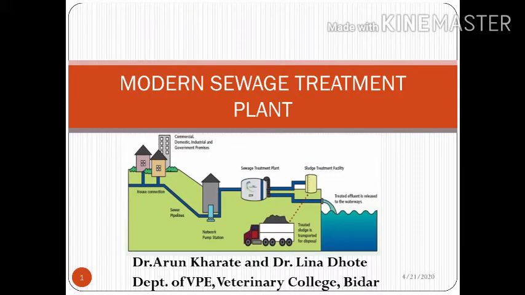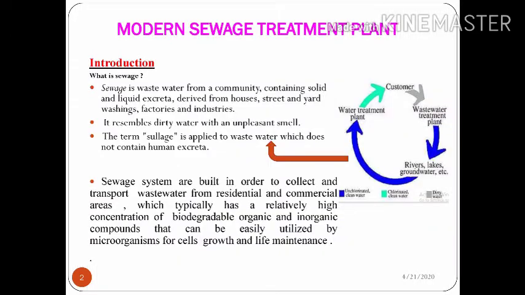Dear students, today I will discuss modern sewage treatment plants. Let me begin. Sewage. What is sewage? Sewage is wastewater from the community containing solid and liquid excreta derived from houses, street and yard washings, factories and industries. It resembles dirty water with an unpleasant smell. The term sullage is applied to the wastewater which doesn't contain human excreta.